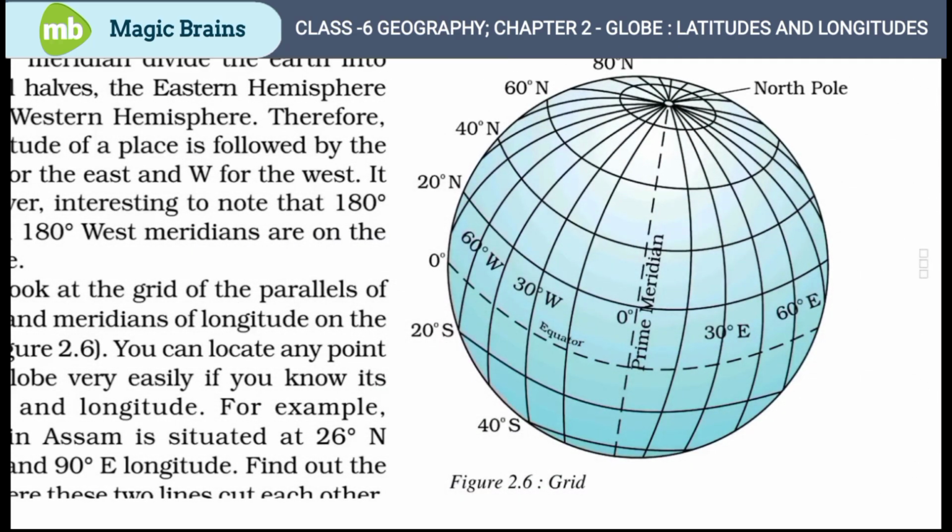In figure 2.6, you can notice the grid. It shows North Pole, prime meridian, 60 degrees west, 30 degrees west, 0 degree, 30 degrees east, 60 degrees east, equator, 0 degree latitude, 80 degrees north, 60 degrees north, 40 degrees north, 20 degrees north, 20 degrees south, and 40 degrees south.